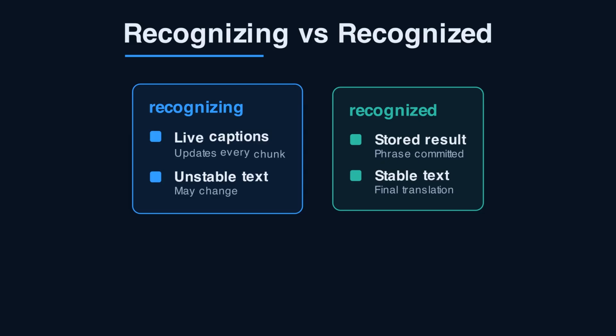This distinction is the heart of the pipeline. The recognizing event fires with unstable partial text as words arrive. The recognized event fires once a phrase is final and stable. Use recognizing to paint live captions. Use recognized to store the committed translation. Mixing these up means flickering text or laggy output. Pick the right event per use case.